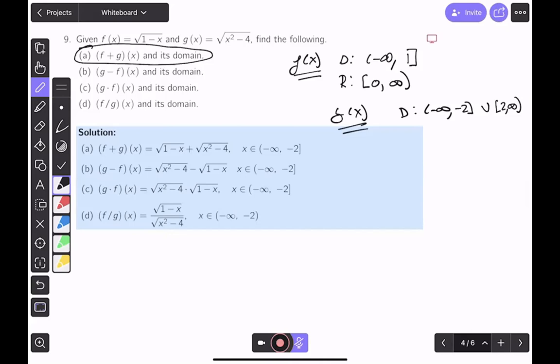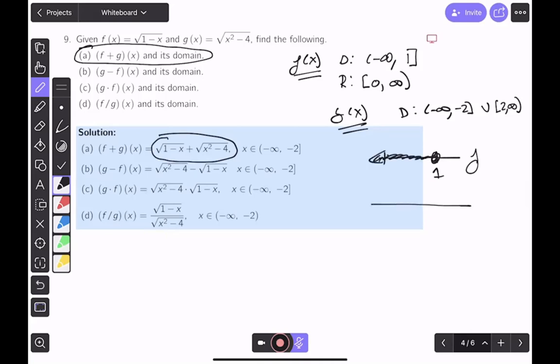Just add them together. That's super simple to do, right? The problem for a lot of students is they wonder, what's the domain of that? It's the intersection of the sets. So I'm going to put down f's domain, picture, visual. F's domain is going to be from minus infinity up to 1. This is 1. And it gets shaded in like this.